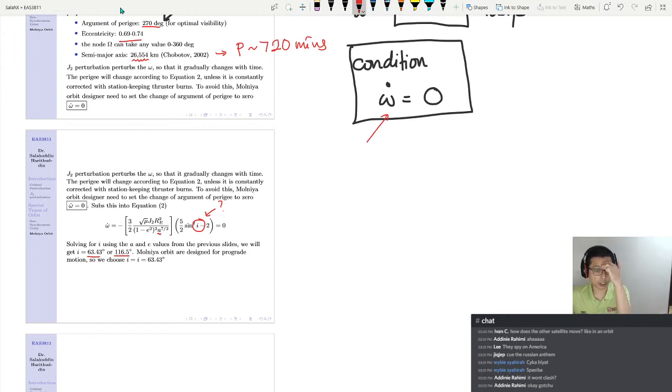Usually, Molniya orbits are designed to be prograde orbits, moving with the rotation of the Earth. So usually you choose this number right here, 63.43. That's how you find the inclination of a Molniya orbit: first, you set omega dot equals 0, and then you write down the equation.